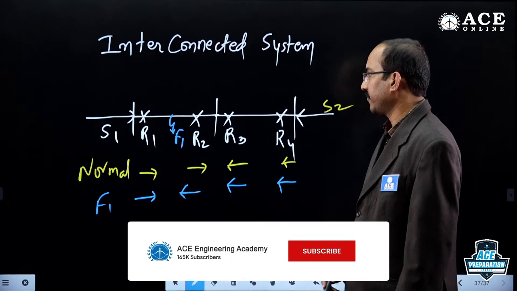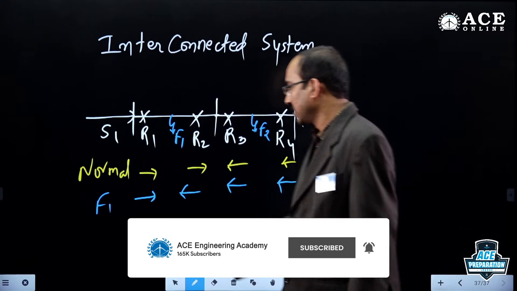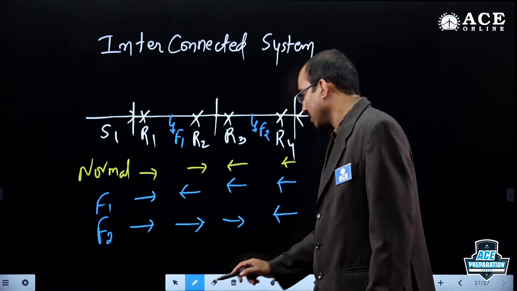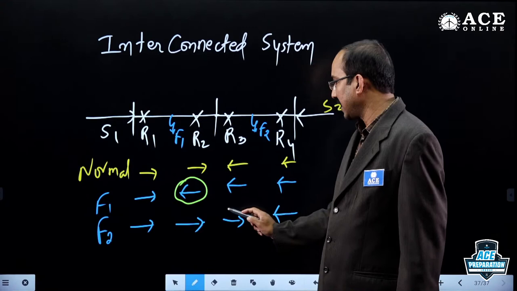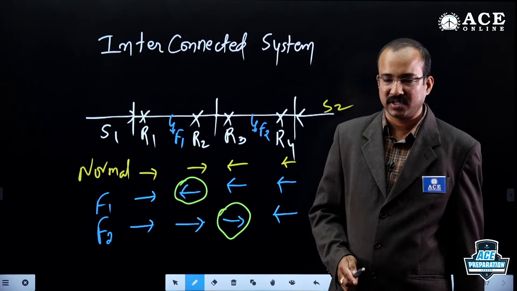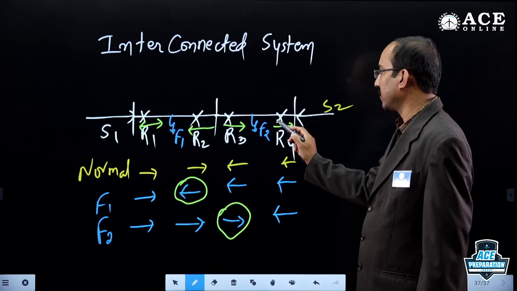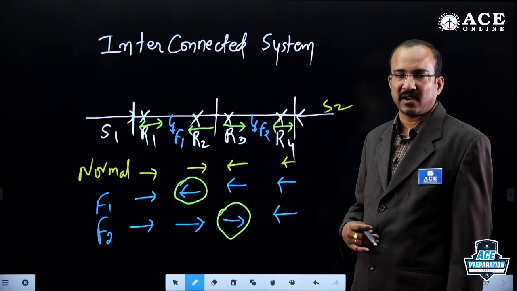Now, if you consider the fault F2 in this section, for the fault F2, R1, R2 will observe the same direction of current, but R3 direction gets reversed. So, here if you compare in the relay 2 and relay 3, there is a direction of current change from normal condition to fault condition. So, relay R2 is to be directional, relay R3 should be directional, and R1 is non-directional, as there is no change in direction of current. So, when there is no change in direction of current, we can treat it as a non-directional relay.